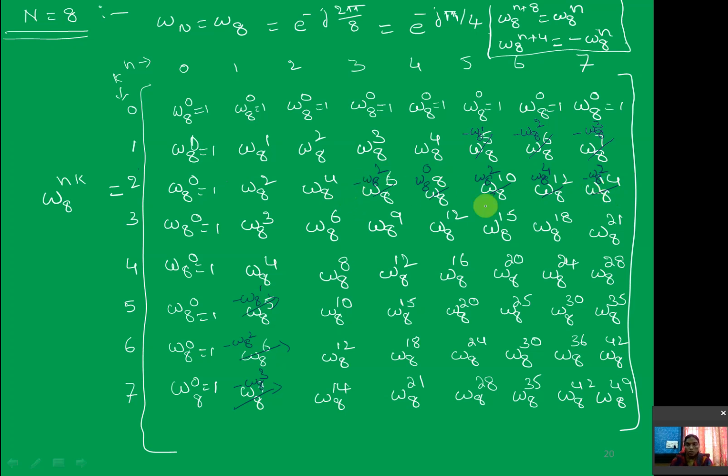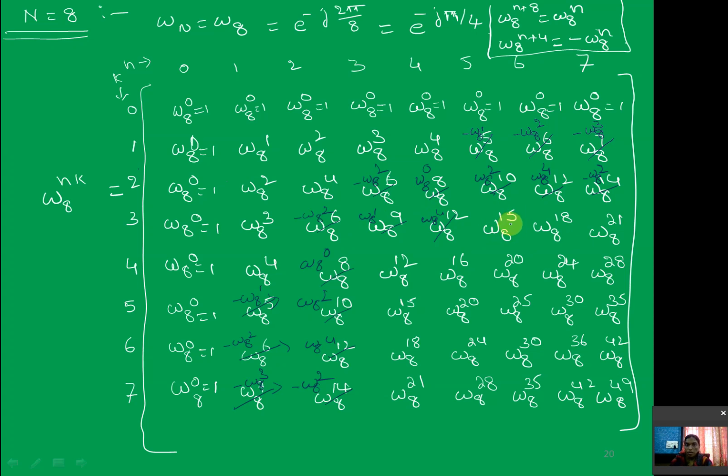Now after finishing this, immediately finish these values. Same values: minus W8 power 2, W8 power 0, W8 power 2, W8 power 4, minus W8 power 2, like this. Similarly, coming to W8 power 9, that means W8 power 1 plus 8, which is W8 power 1. W8 power 12 is 4 plus 8, which is W8 power 4.